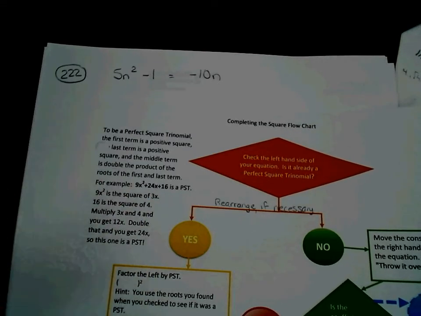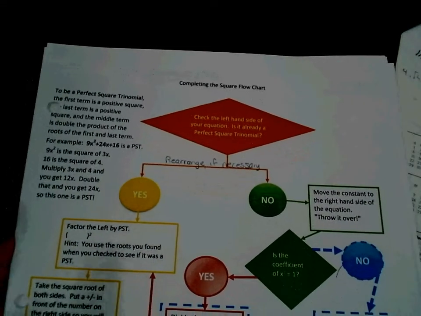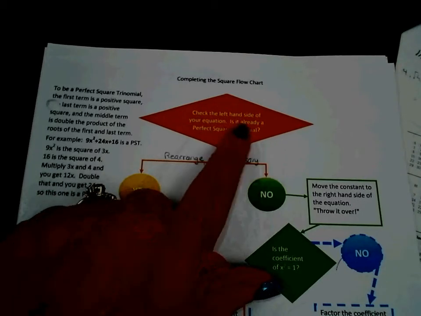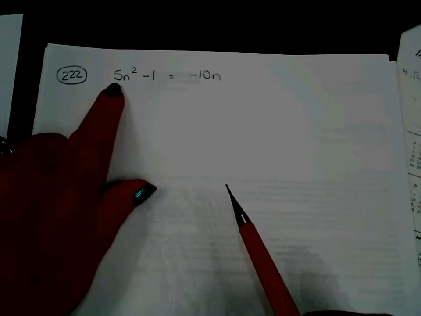Okay, so starting at the orange diamond, check the left side of your equation. Is it already a PST? Nope, because 5 is not a square, and it doesn't look right. So then I go down and it says rearrange if necessary. So let's rearrange. So to rearrange, I'm going to take this negative 10n and move it over here, and it will become positive 10n.